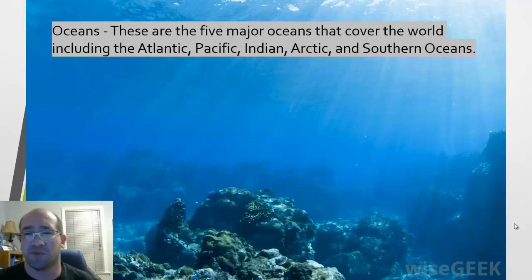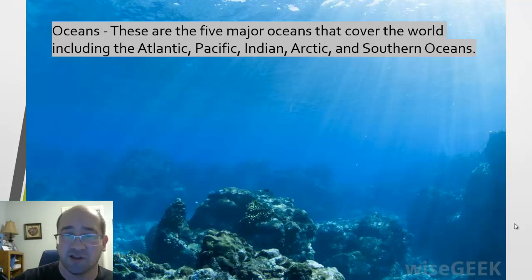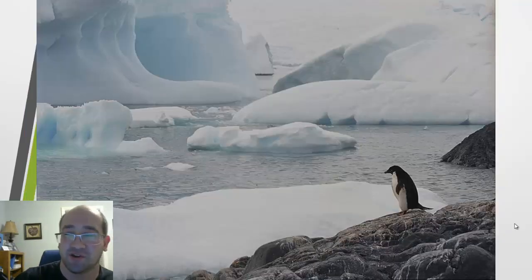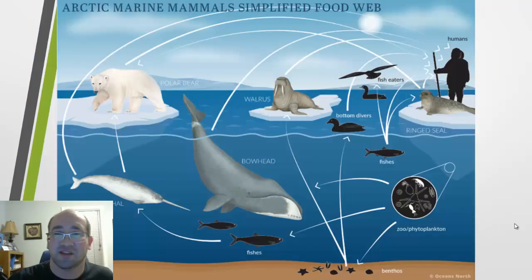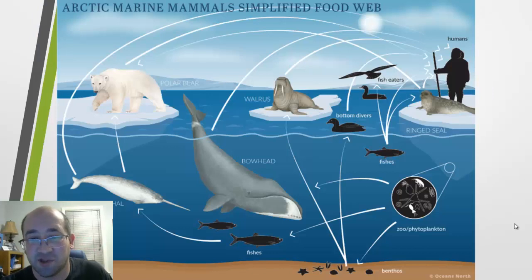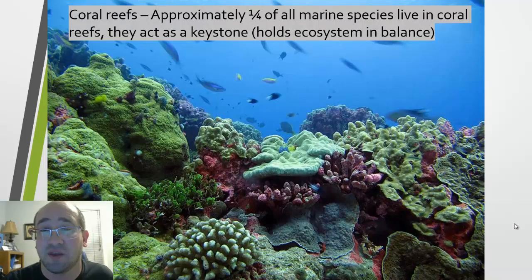Oceans are broken up into a bunch of smaller ones, but there's 5 major oceans. You've got Atlantic, Pacific, Indian, Arctic, and Southern Oceans. And if you take a look at the Arctic Ocean, it looks a little different, but it gets the job done. There's a lot that lives there, and you may not think about this, but the Arctic Ocean is an ocean. So there's a lot that's going on there that we wouldn't necessarily think about all the time.